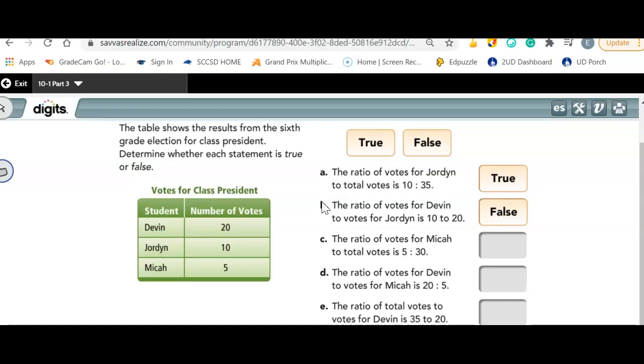Okay. What about C? Ella? False. It should be 5 and 35. Good. 5 to 35. That 5 needs to be included in the total. Okay, because that is a part to whole ratio. What about D? Jacob? False. Okay. Why is it false?